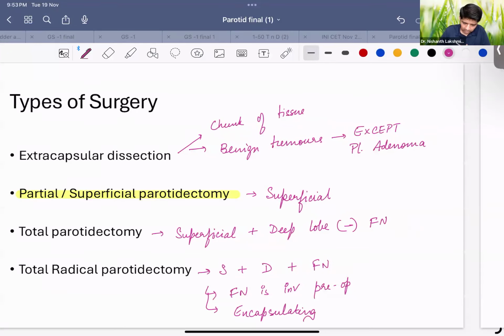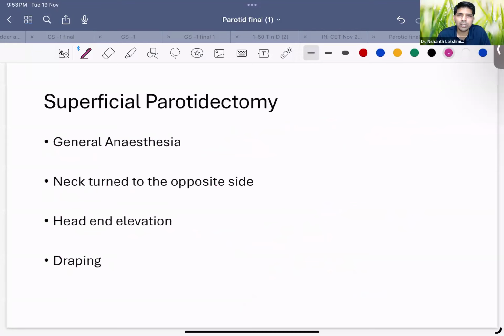Yes, sir. So going ahead now regarding steps of surgery. Of course, first you're going to give general anesthesia. The neck is turned to the opposite side, with head end elevation to reduce congestion so that you're not going to have much bleeding during surgery.